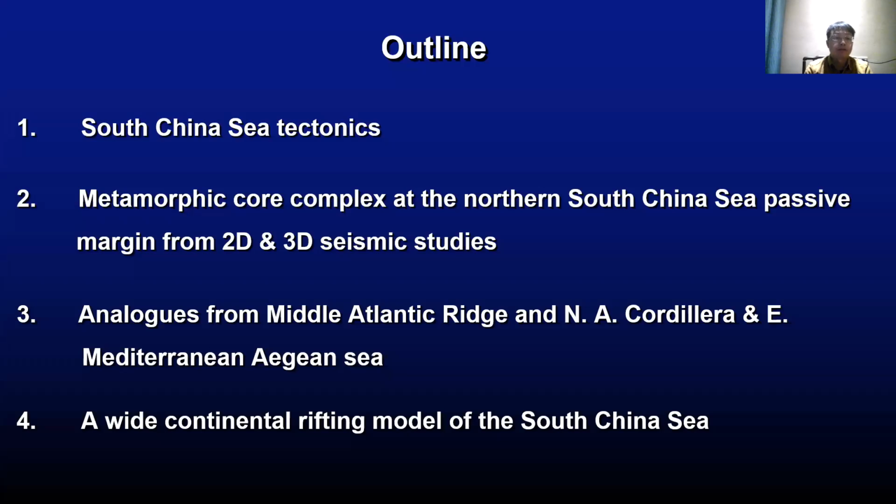I first talk briefly about the South China Sea tectonics, and this is followed by metamorphic core complex at the northern South China Sea passive margin from 2D and 3D seismic studies. Later, I will show the analogs from the Mid-Atlantic Ridge and North American Cordillera, Mediterranean Aegean area. Finally, I conclude with a wide continental rifting model of the South China Sea.